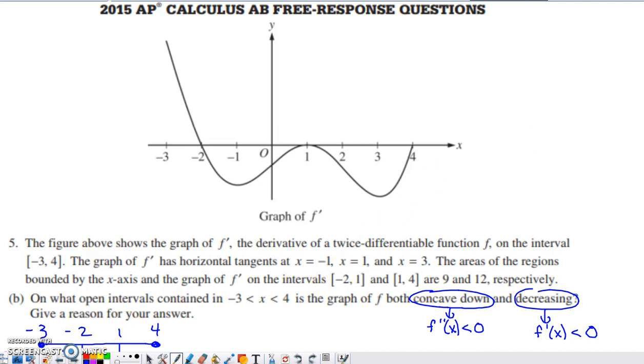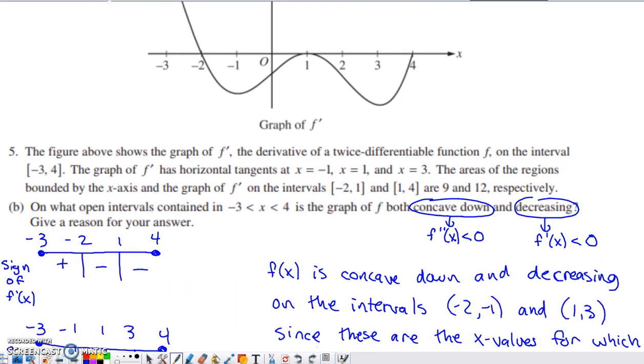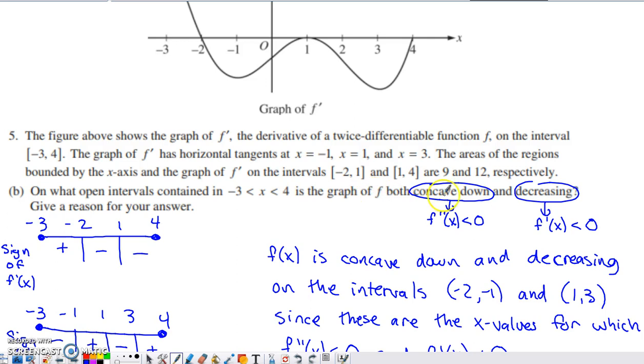Part B, where is f both concave down and decreasing? Now they do ask for open intervals, right? So they didn't want there to be any confusion as to whether or not you needed to include endpoints. An open interval is never going to include endpoints. So we want to know where two things are happening simultaneously, where our graph is concave down and where our graph is decreasing.